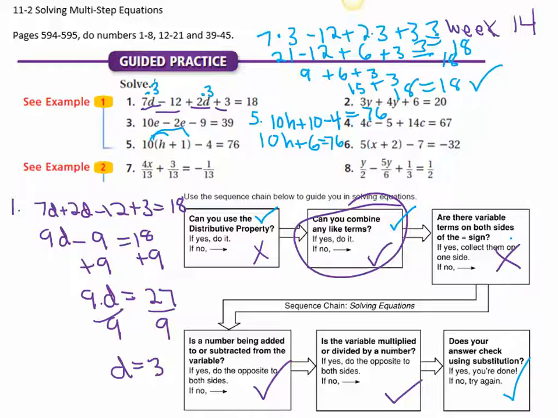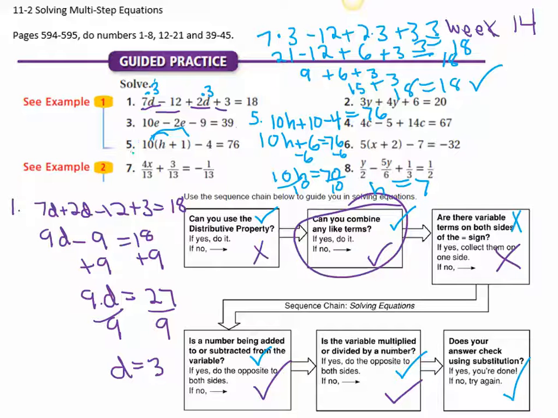Are there variable terms on both sides of the equal sign? No. There's only an h on one side. So then I have a two-step equation left, and I'll finish it by subtracting 6 from both sides. And you get 10h equals 76 minus 6 is 70. And then from there, you just do the last step, which is divide by 10. And we'll get that h is equal to 7.